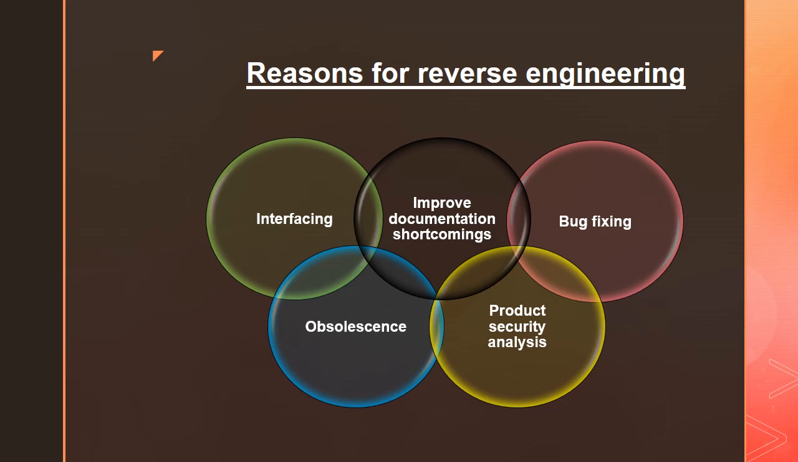Then the second is improving documentation shortcomings. For example, whenever there is documentation of a design, for its design, production, operation and maintenance, it may have certain bugs or shortcomings that need to be rectified, and we don't have the original designer who can explain each and everything to the users or to the other team members. So in that case we need to do reverse engineering in order to improve the documentation shortcomings.